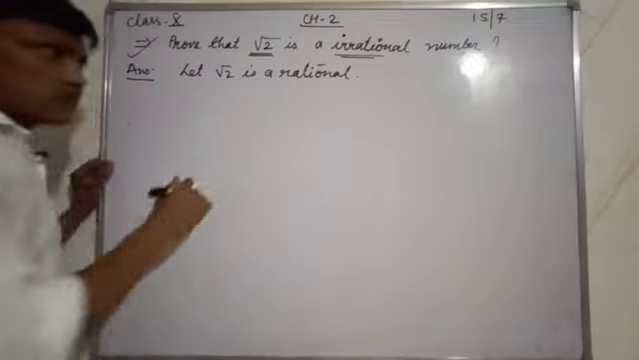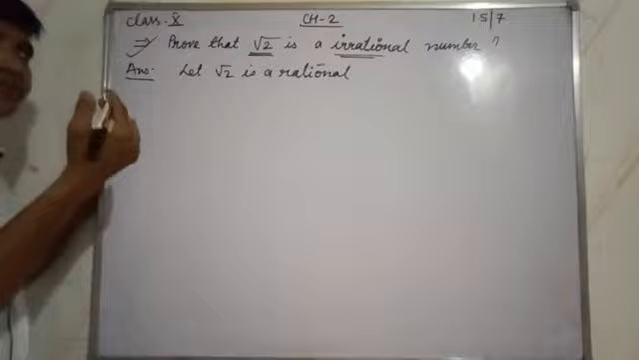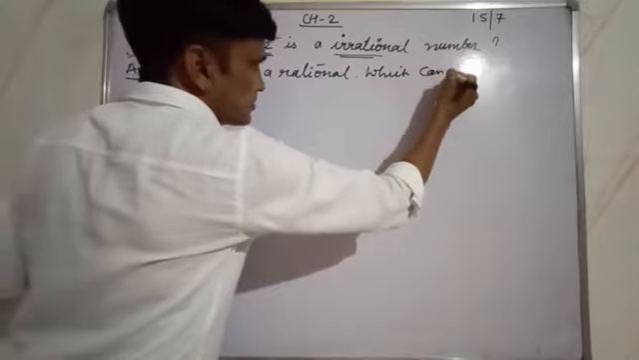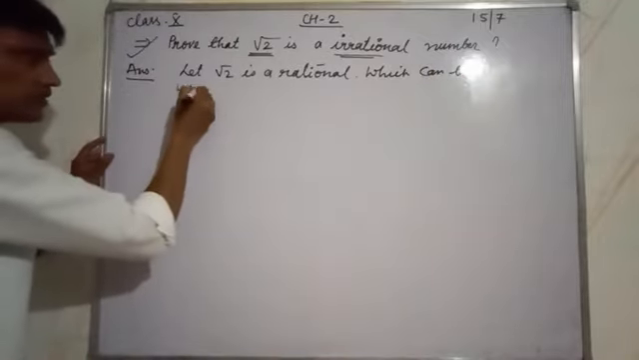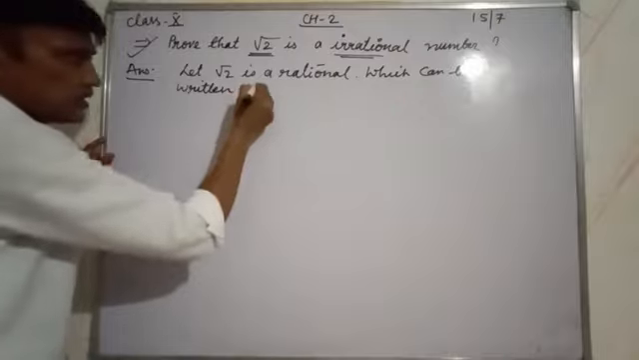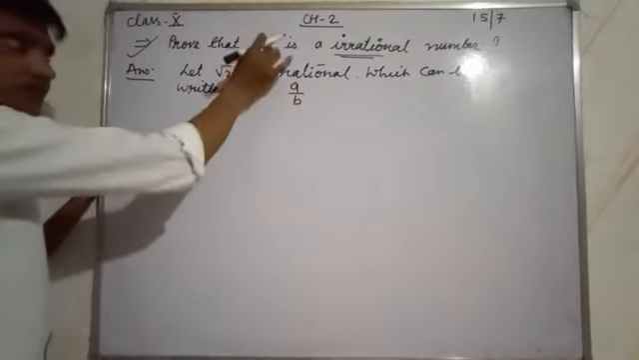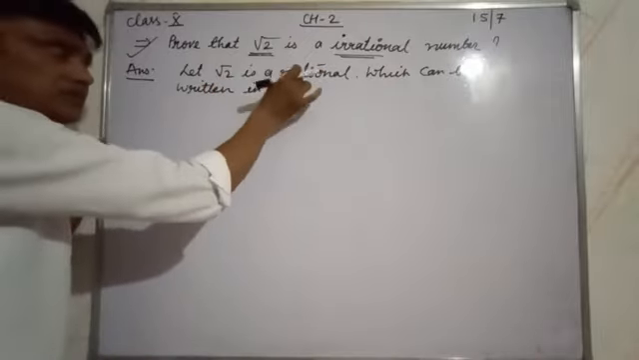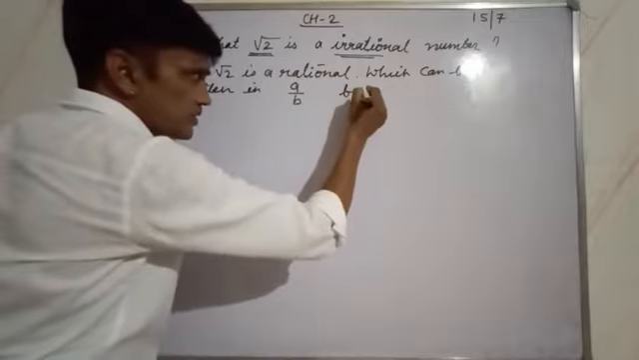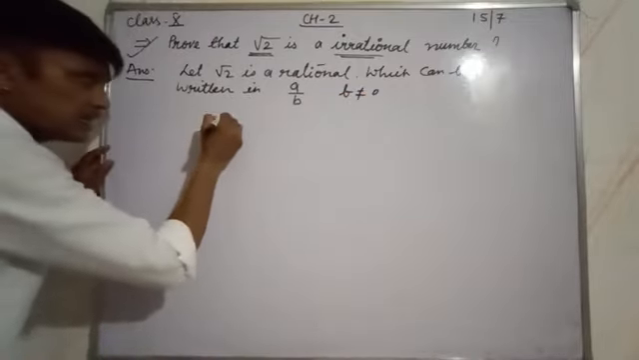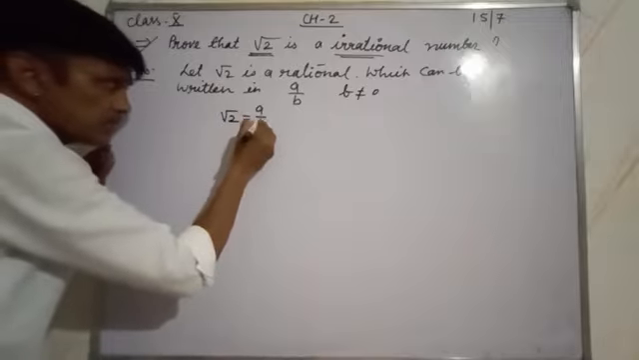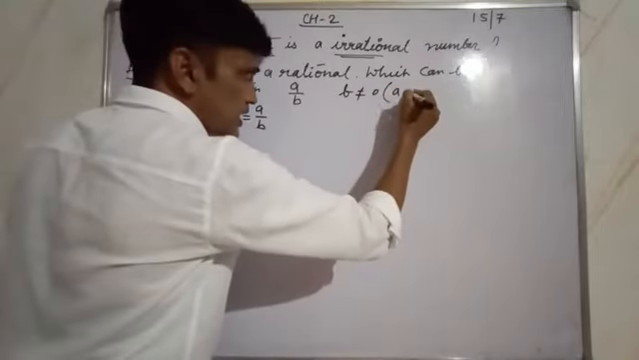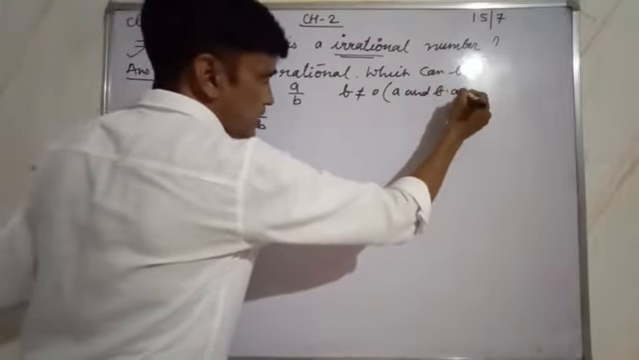What is the property of a rational number? It can be written in the form of p upon q, or a upon b. Means if we are assuming that under root 2 is rational, then it is in the form of a upon b, where b is not equal to 0. So we will write under root 2 is equal to a upon b. And one thing to remember: a and b are co-prime to each other.